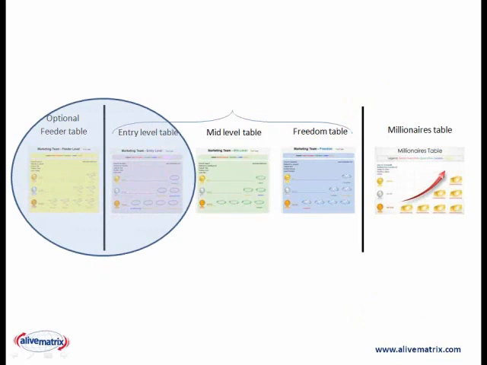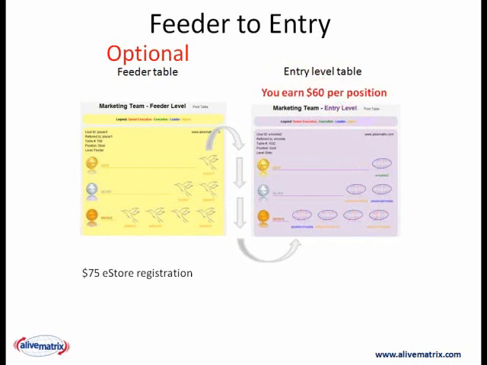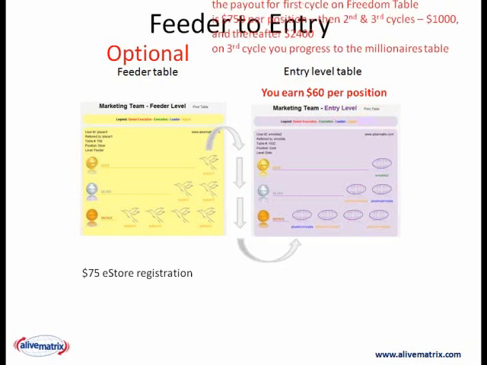Now let's have a look at the feeder table to the entry-level table. The feeder table is when people choose to pay $75 for the e-store registration. Again, when you cycle out of the feeder table, you go to the entry-level table. When you arrive on the gold position and all 4 bronze positions on the entry-level table are filled, you earn a $60 marketing fee per position.